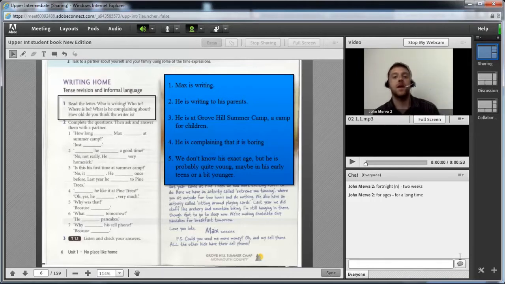Grove Hill Summer Camp is a camp, a place where children can go. They spend sometimes a few weeks, sometimes a few months over the summer, or a month over the summer, and they do various activities. This is very common in England. It's also very common in America.